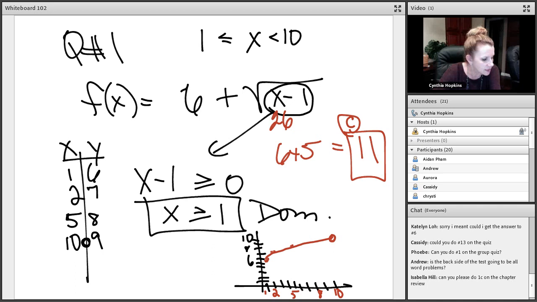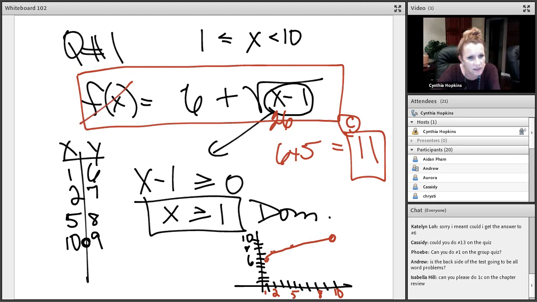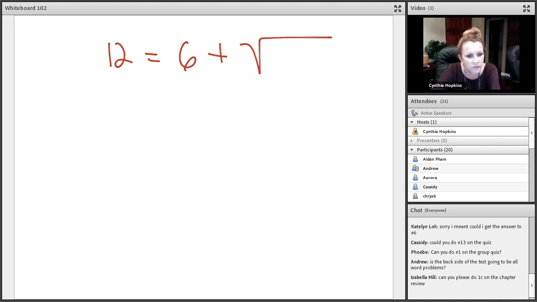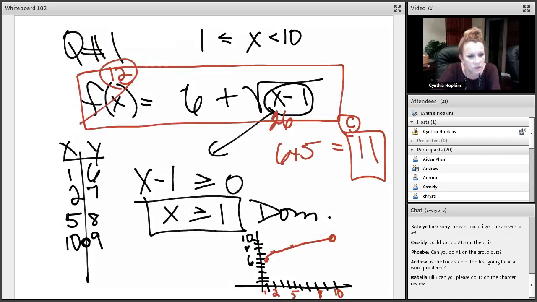And then part D says find x if f of x equals 12. So I suspect some people are going to plug in the 12 for x, and that would be very wrong because it said f of x equals 12 and then find x. So on the next page, let me write that down. 12 equals 6 plus the square root of x minus 1.